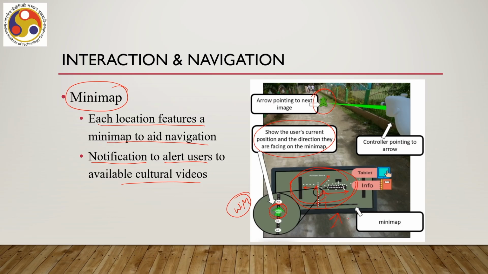This is the overall minimap, and then we have the tablet interface. At any point of time I can open the tablet, which I have just discussed in the previous slide, and also the information icon. If there is something to be seen at a specific spot, the information icon becomes active, and if we select it, then it shows whether there is any cultural video at that spot or not. Then it can be played on the tablet.